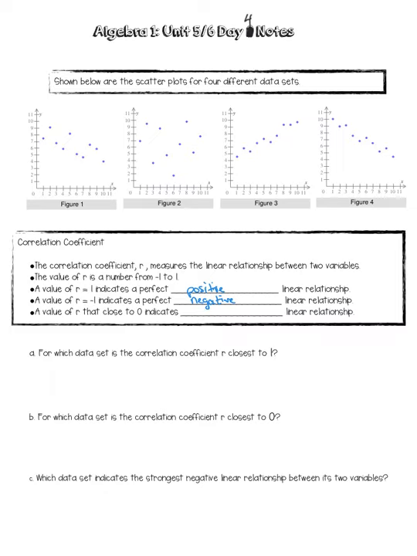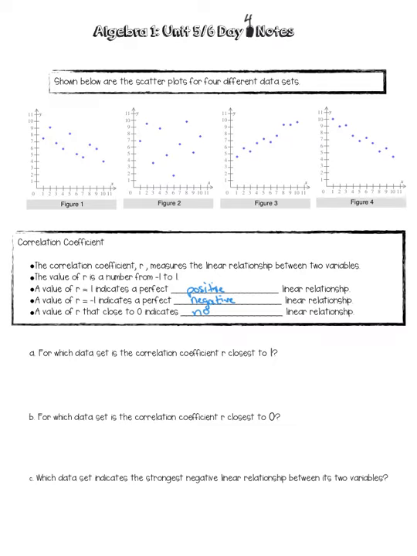Now, if 1 is a perfect positive relationship and -1 is a perfect negative relationship, what do you think 0 means? It means no linear relationship whatsoever. You couldn't connect those dots if your life depended on it. So with that in mind, and using the top 4 graphs, let's answer the questions.